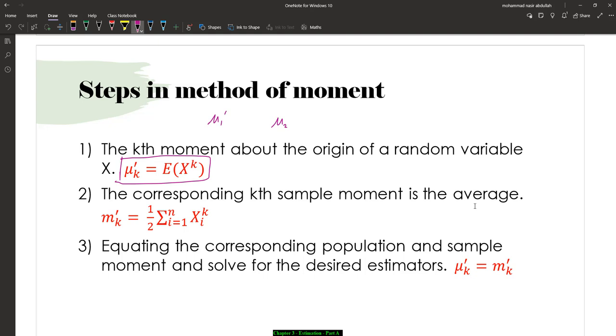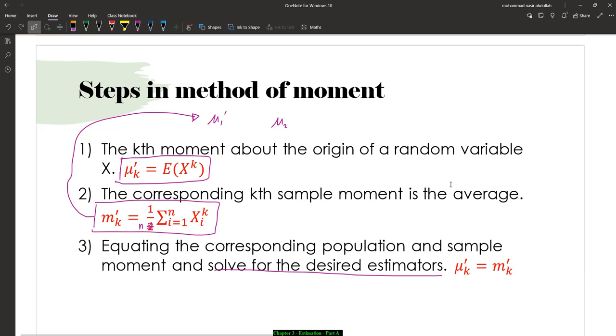So the second step is the corresponding kth sample moment is the average. So we need to find the average, or the sample statistic, for the corresponding mu k prime, right? Which is divided by n. That is 1 over n summation of xi power of k, right? And then we need to equate the corresponding population and sample moments and solve for the desired estimator, right? Now let's look at an example for understanding these steps, right?